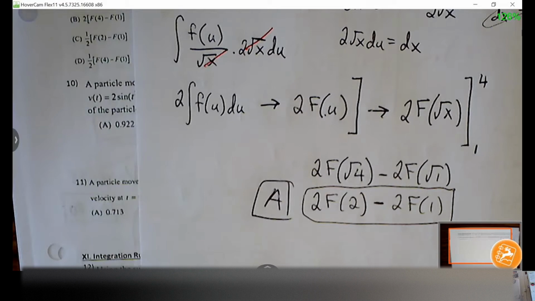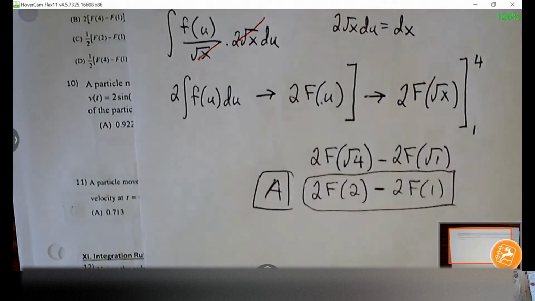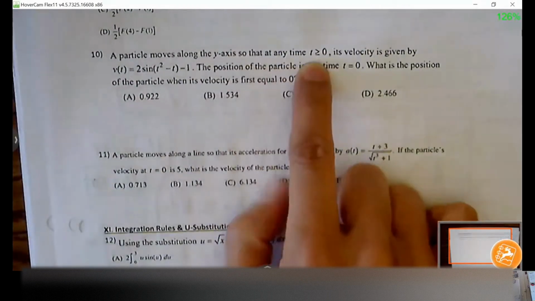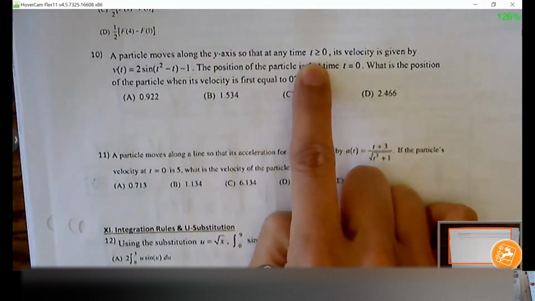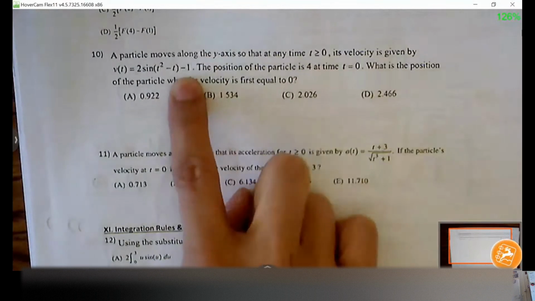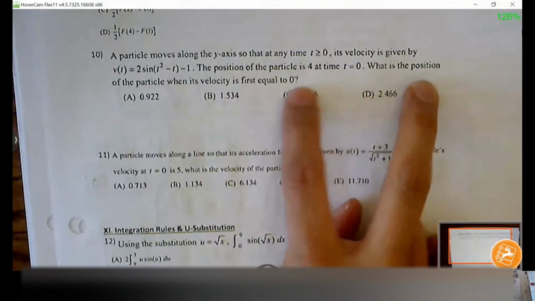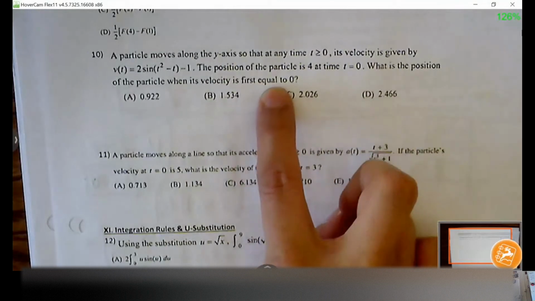Wait, is there anything strange about number 10? Oh yeah, I do want to point out something about number 10. It says a particle moves along the y-axis so that its velocity is given by v of t. Position is 4 at time t equals 0. What's the position of the particle when its velocity is first equal to 0?